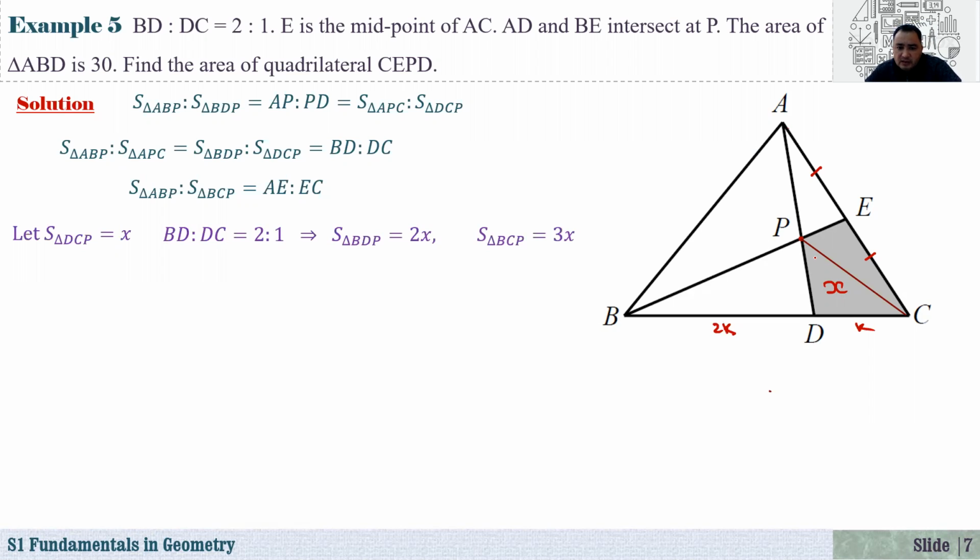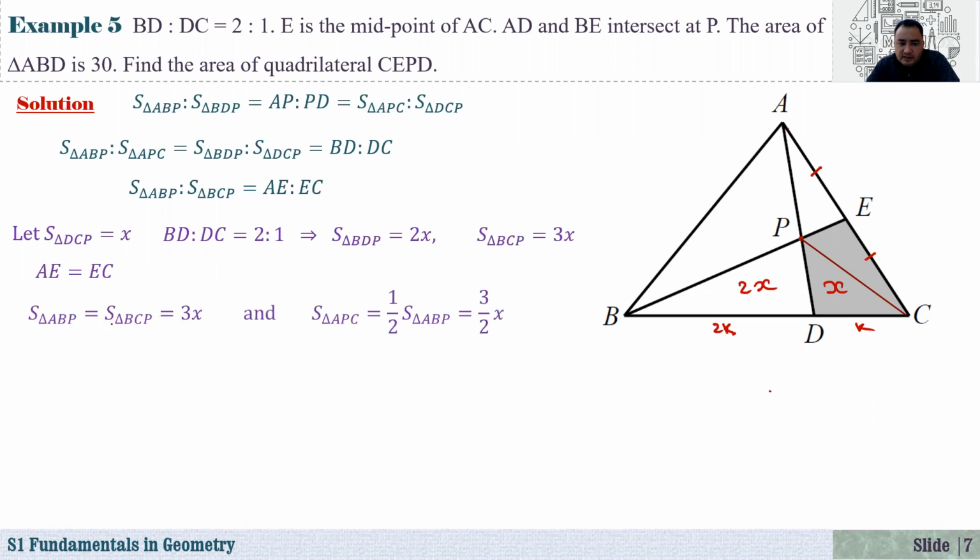And that means that the area of BDP must be 2x. So BDP, this area is equal to 2x. And how about the area of BCP? BCP is 2x plus x, that's equal to 3x. And also we know that AE is equal to EC because E is a midpoint.